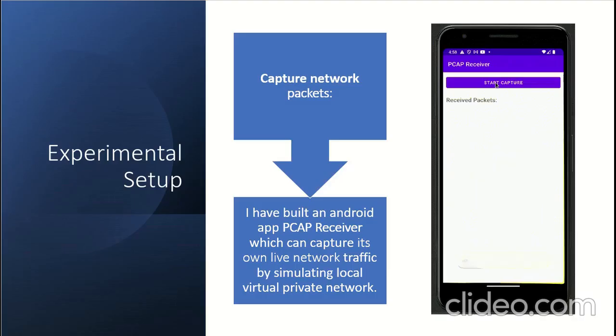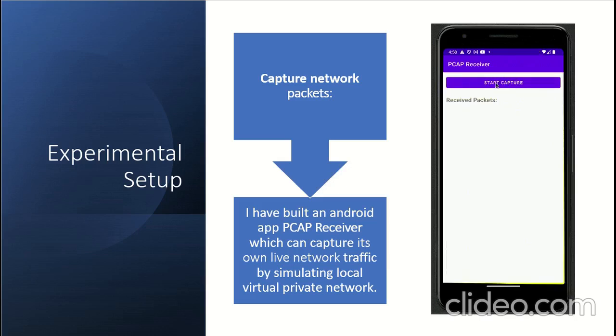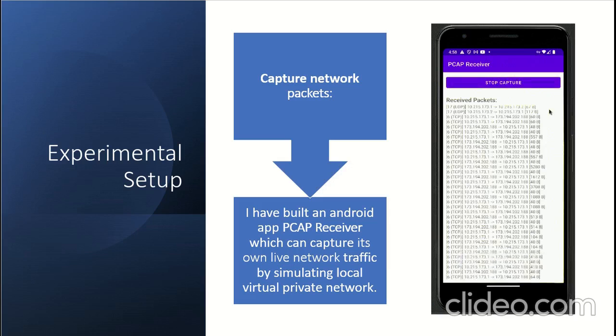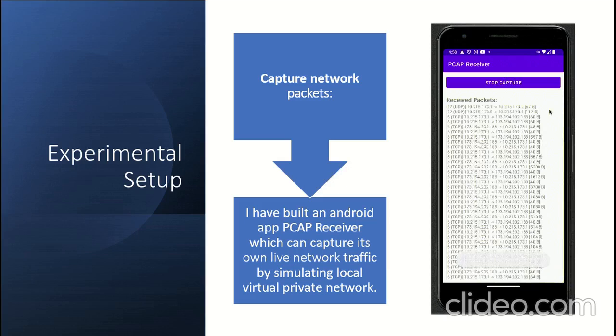So moving on to the experimental setup, we focused on capturing network packets effectively. To achieve this, we developed an Android application called PCAP Receiver. This application has the unique capability to capture its own live network traffic by simulating a local virtual private network environment. Essentially, it creates a controlled private network environment within the device itself. Importantly, this simulation is entirely local to the device and does not involve sending data to a remote location.